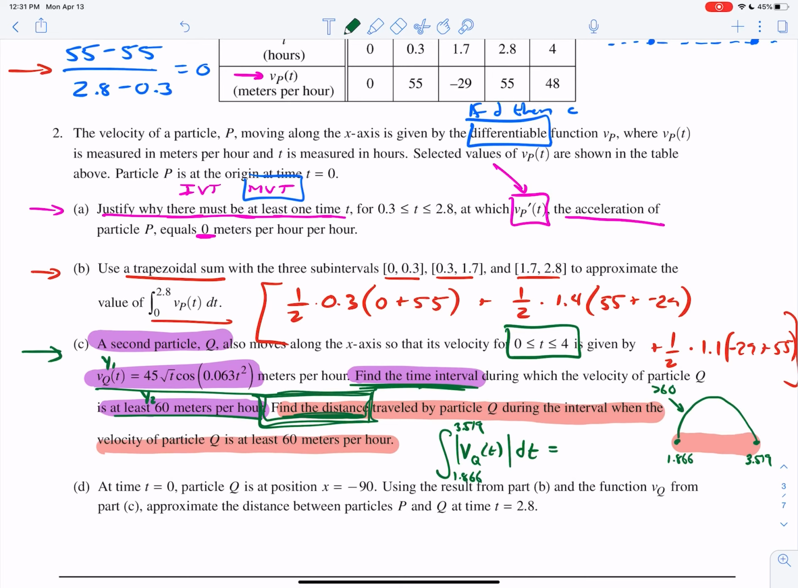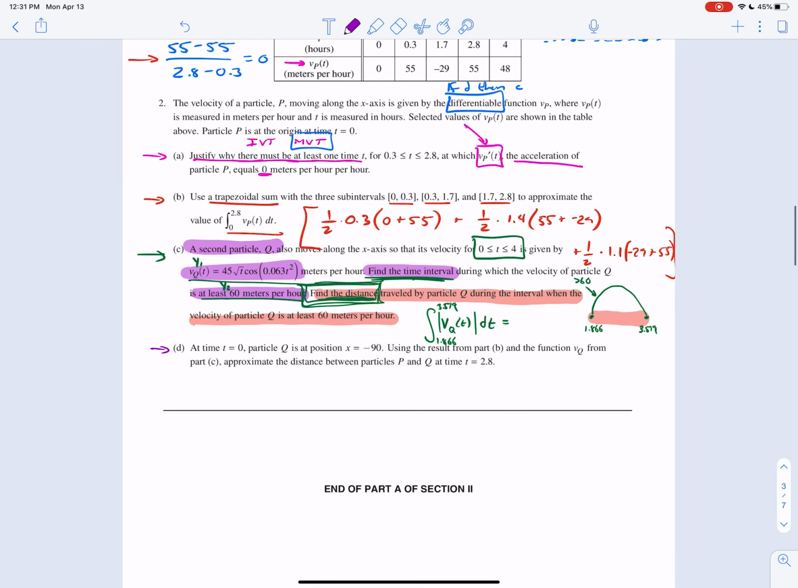At time t equals 0, the particle q is at position x equals negative 90. Use the result from part B and the function v of q from part C. Approximate the distance between the two particles. So this is a very layered problem. Let me paint a picture for you guys.